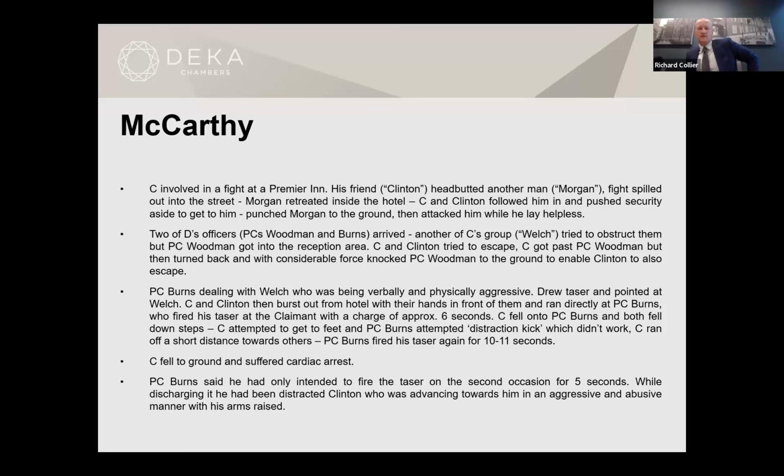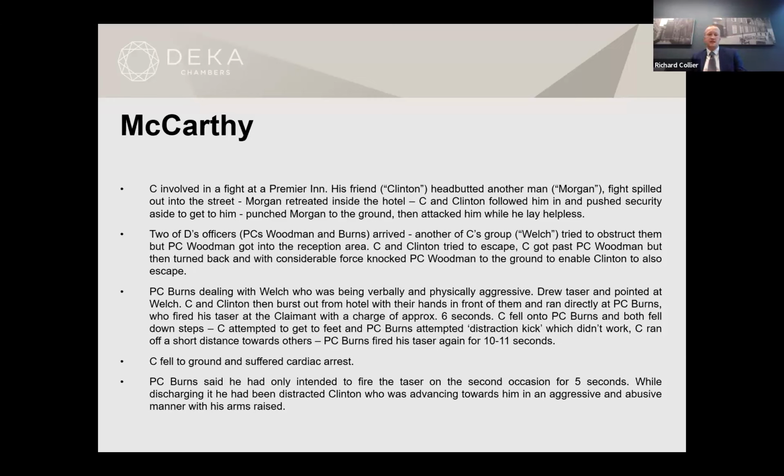They tumble down some stairs. They're having a bit of a scuffle on the ground. PC Burns attempts a distraction kick, which doesn't quite work. The claimant gets to his feet and tries to run off. So PC Burns applies the stun of the taser again, because the probes will still be in. This time, however, the stun is used for longer, between 10 to 11 seconds, which caused the claimant to fall and suffer cardiac arrest.